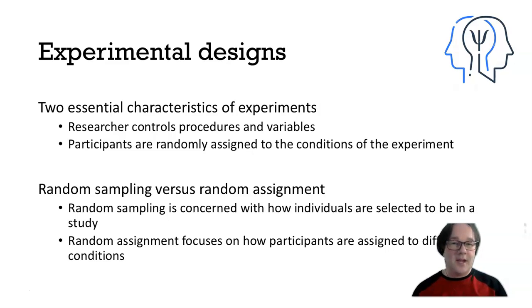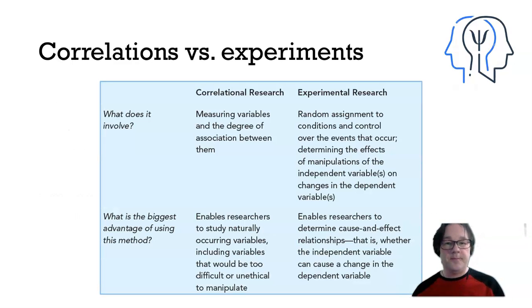But without random assignment, your experiment is garbage, essentially. That might be very strong of me to say, but at best it's no longer an experiment. It could be a quasi-experiment, right? So random sampling is concerned about how we get our participants. Random assignment is concerned about how we assign them to conditions once we actually have our participants.